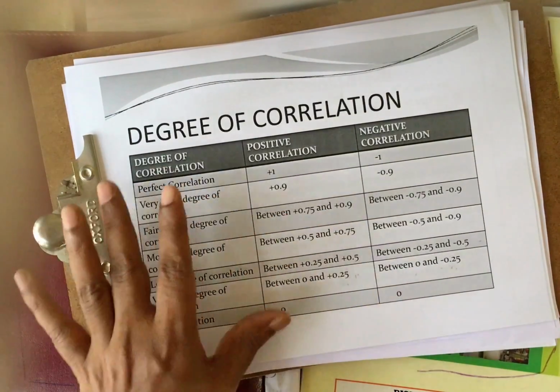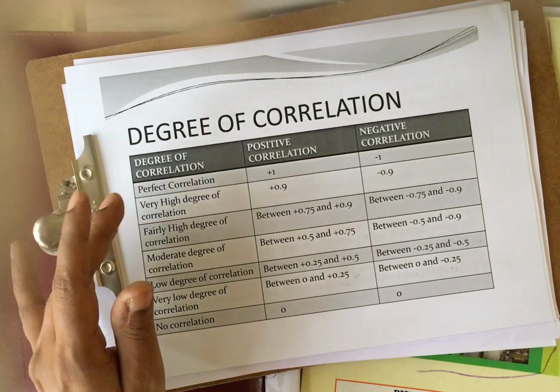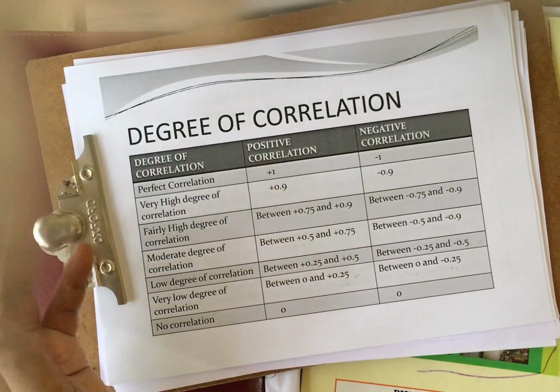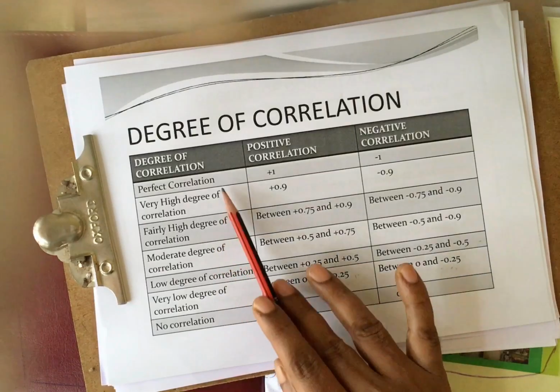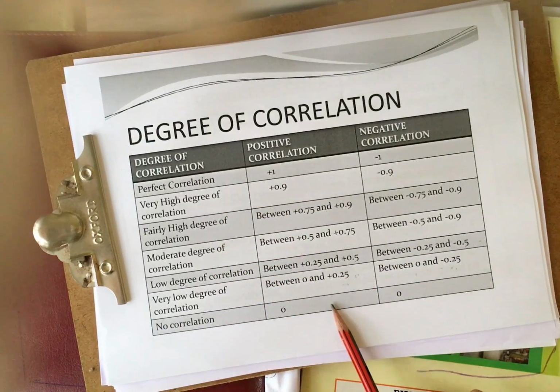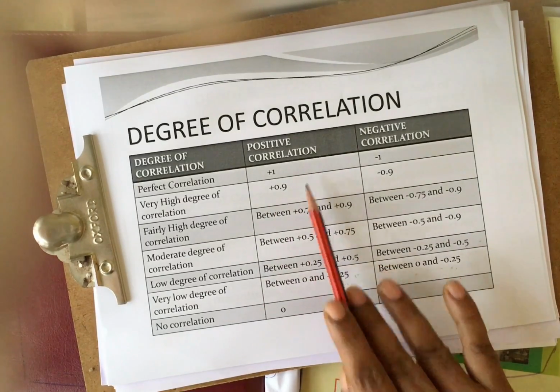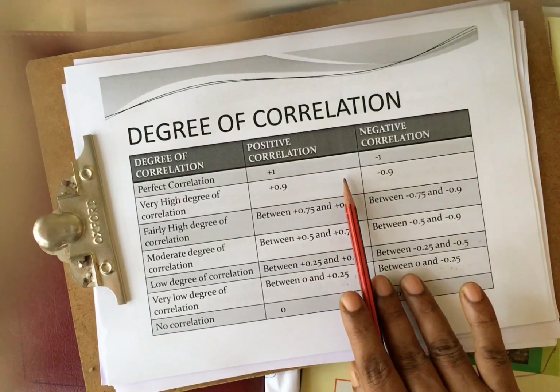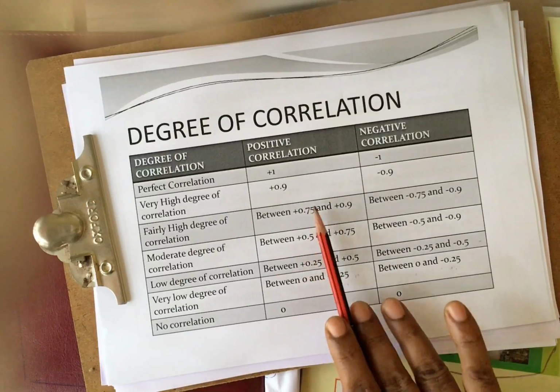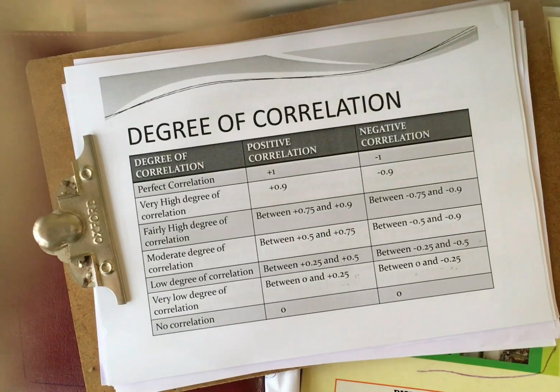Here, to avoid confusion, we can divide into only 4 parts. One is perfect correlation, another is no correlation, then high degree correlation, then low degree correlation. If you want moderate correlation also, then it comes to 5.